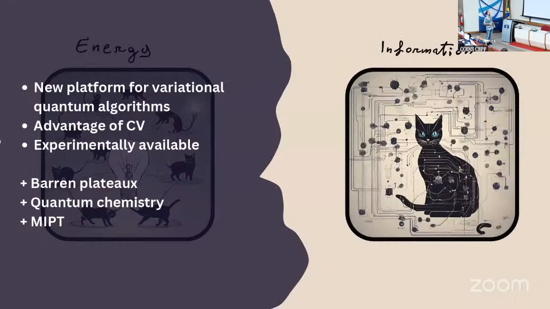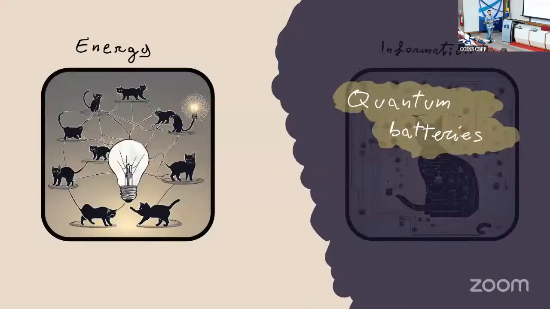So to go fast, this is what we've done. We proposed a new variational platform that is experimentally available, at least in the quantum optics sense. And we would like to study barren plateau, simulating quantum chemistry, and measurement-induced phase transition. If I didn't say it before, I like measurement-induced phase transition. But now we want to talk about thermodynamics. So energy processing, quantum batteries, finally.